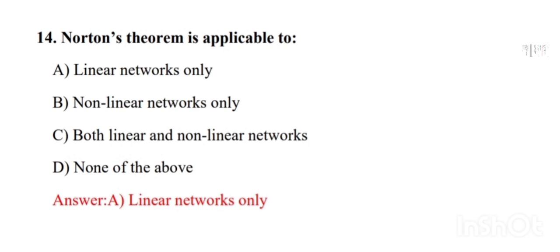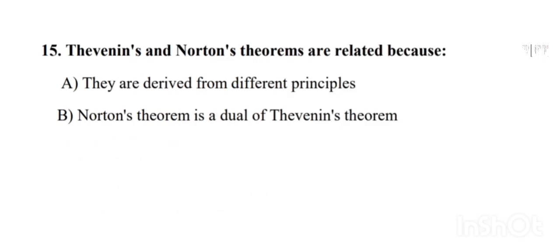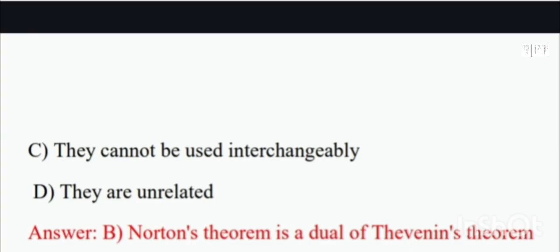Question number 15. Thevenin's and Norton's theorems are related because: option A, they are derived from different principles; option B, Norton's theorem is a dual of Thevenin's theorem; option C, they can't be used interchangeably; option D, they are unrelated. The right one is option B, Norton's theorem is a dual of Thevenin's theorem.